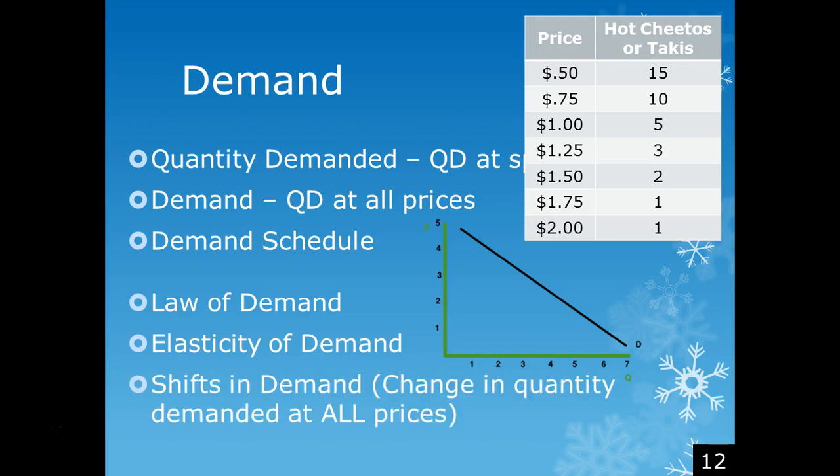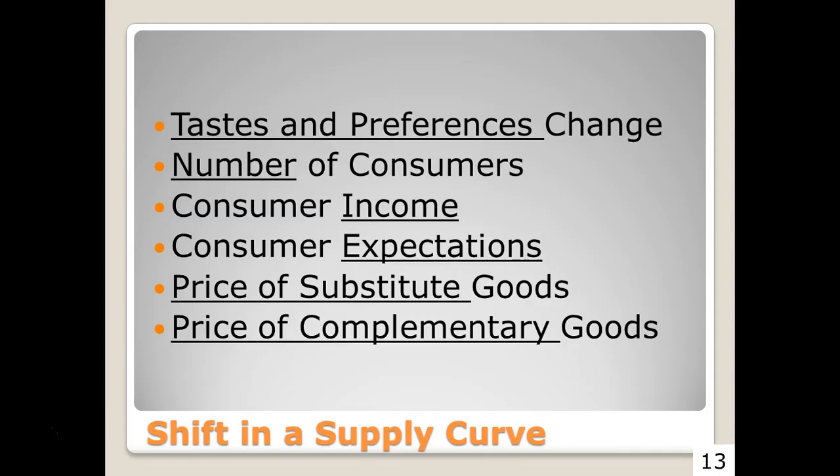Shifts in demand are changes in the quantity demanded at all prices. So you're not just changing the price and it changes the quantity demanded. You're saying that something in the environment changed so that quantity demanded changes at all prices. What are the things that can cause that? Well, there are 6 different shifters for demand curves. I should say demand curve at the bottom there.